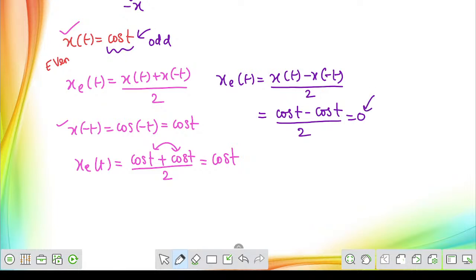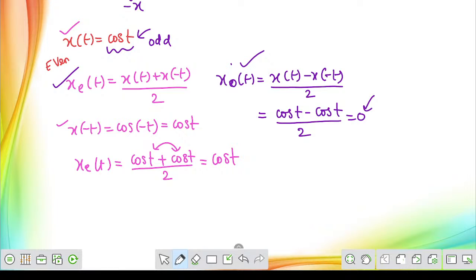So this is how you have to find the even and odd parts. This is the formula to find the odd property of the signal, and this is the formula to find the even property of the signal. Will it change for the discrete domain? No. In the discrete domain the same formula applies, just replace t by n. That will give you the odd or even part of any signal. Hope you understand. Yes, very very important.